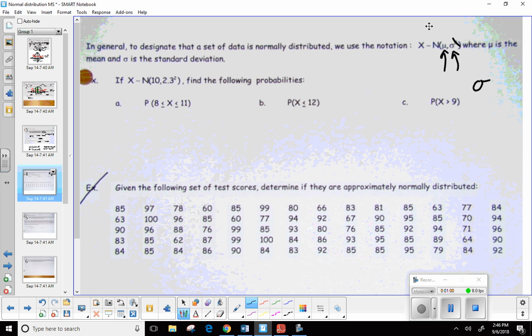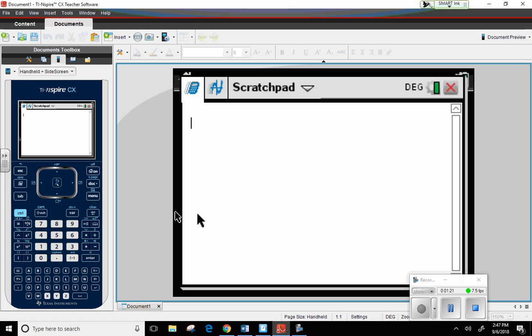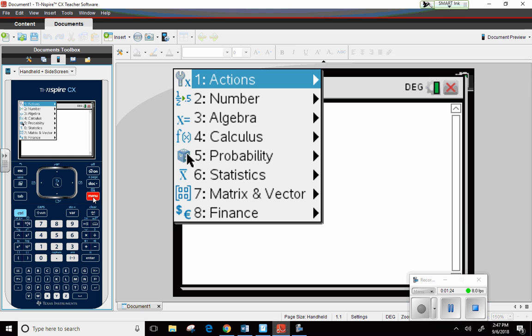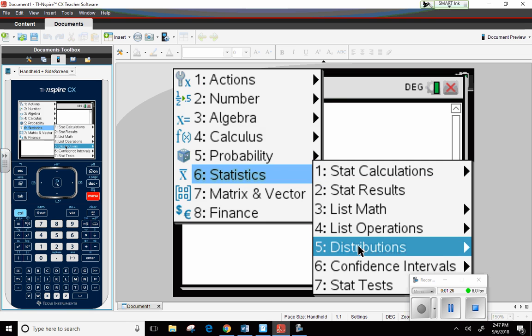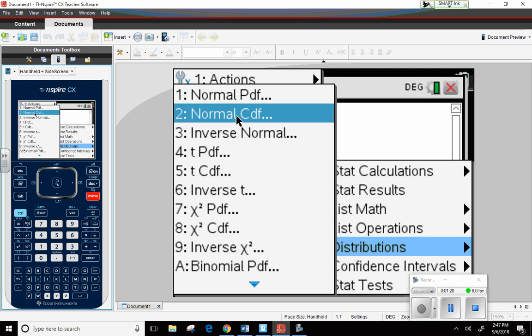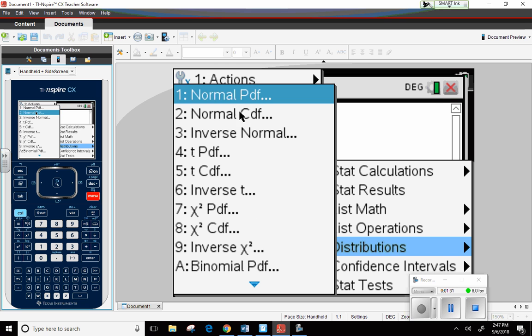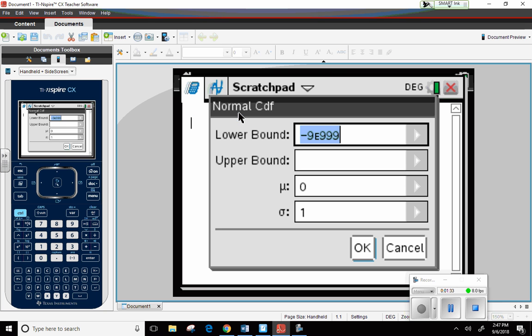So an example says, if x is normally distributed with a mean of 10 and a standard deviation of 2.3, find the following probabilities. Okay, so this is just what we did the other day, where we are going to go into the calculator. Let me pull this up very quickly. So from your scratch pad, you're going to go to menu. We want statistics, distributions, normal CDF. We don't want normal PDF. Normal CDF with normal distribution.